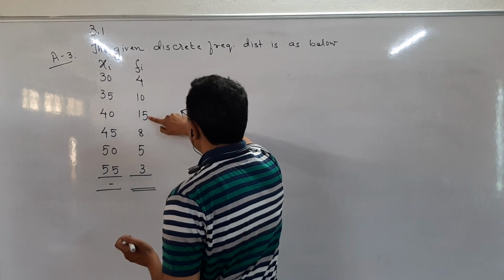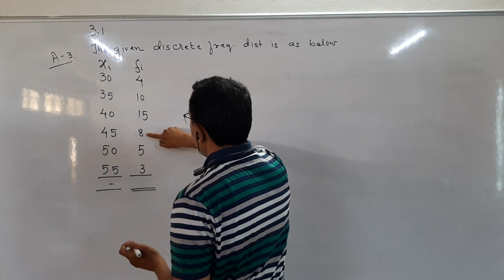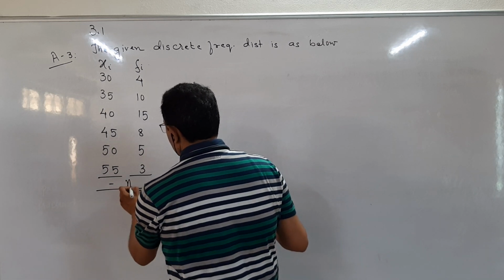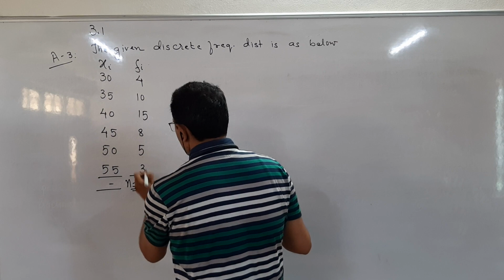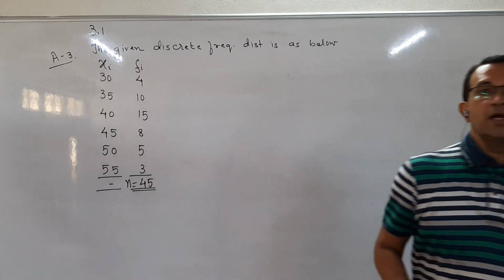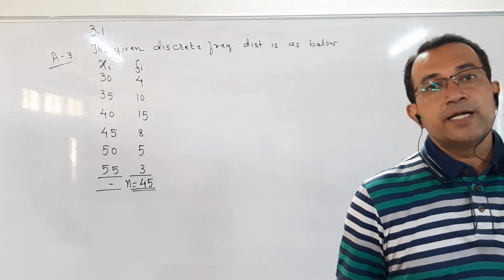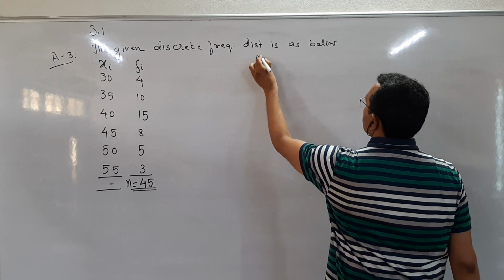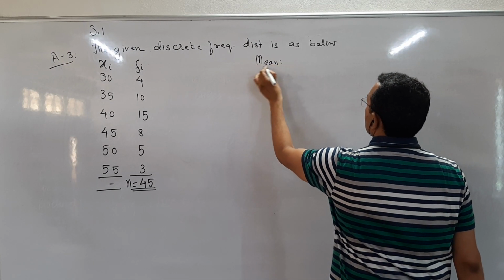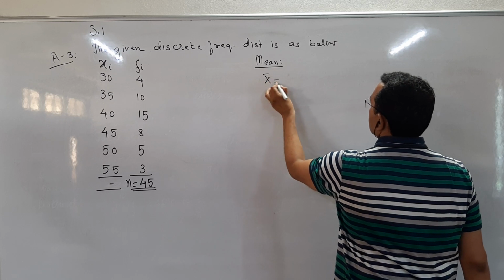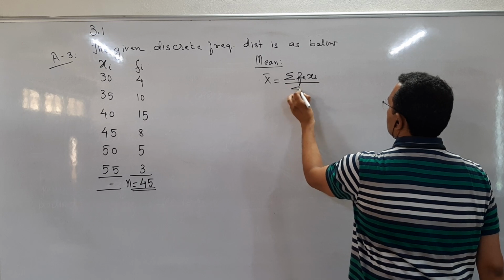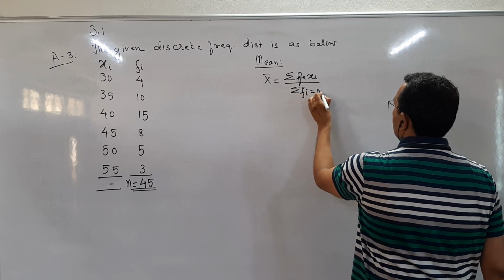14 and 15, 29 and 8, 37 and 8, 45, so n is equal to 45. Now to demonstrate the direct method formula, I am going to use this formula, students. Mean x bar is equal to sigma fi xi upon sigma fi, which is nothing but n.